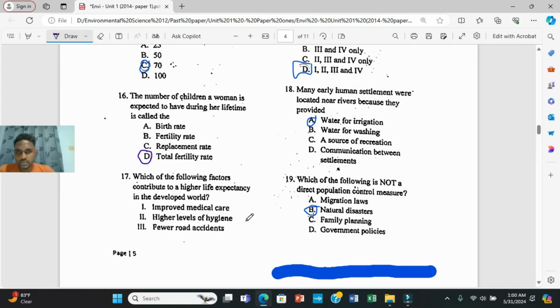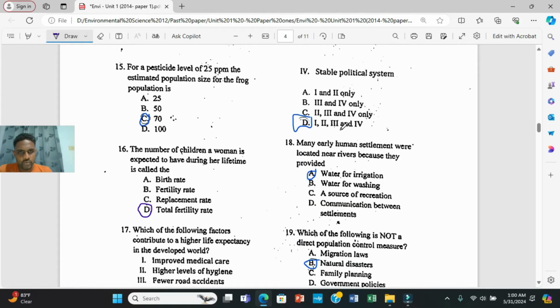Number 17, which of the following factors contribute to a higher life expectancy in the developed world? The answer is D, 1, 2, 3, and 4. Of course, guys: 1, improved medical care, 2, higher levels of hygiene, 3, fewer road accidents, and 4, stable political system. The answer is D, 1, 2, 3, and 4.